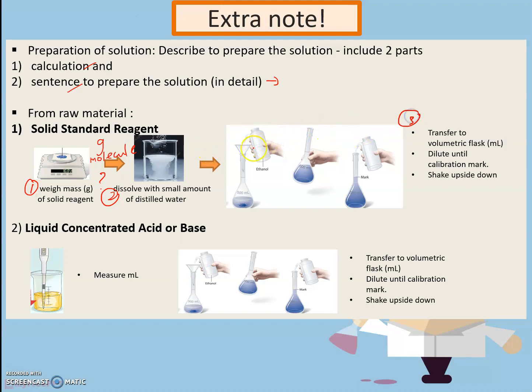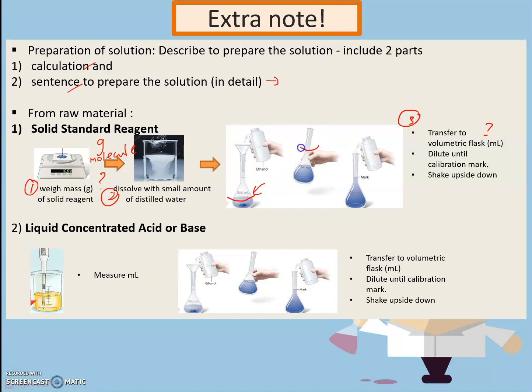Step number 3, transfer to volumetric flask. For example, here 500 ml. So kena statekan lah volume tu berapa. Step yang ketiga, dia macam mana nak prepare solution. So kita kena tunjukkan step by step. Okay, so baru sampai sini yang level dia.